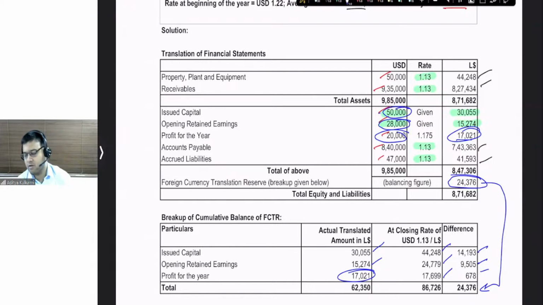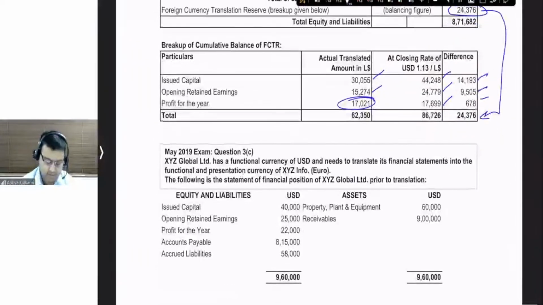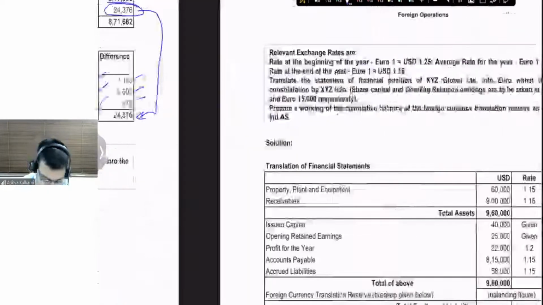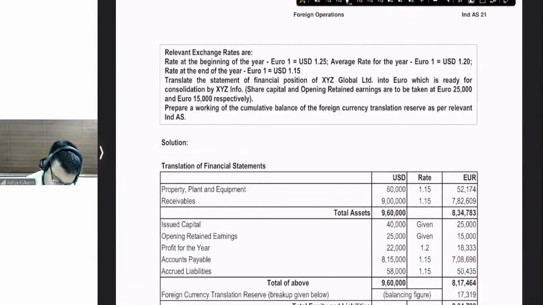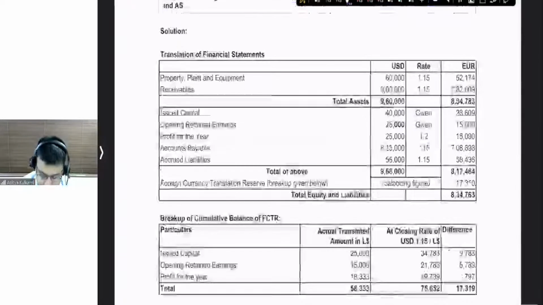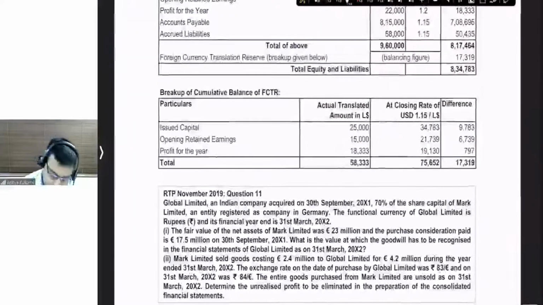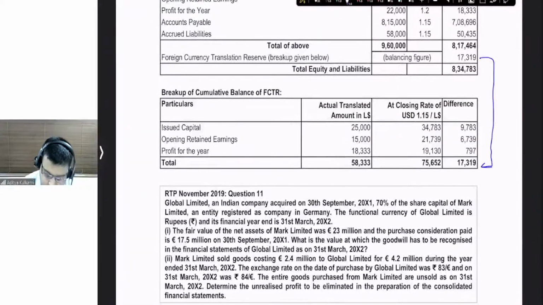All right. Ankur also got it. Okay. Coming to the next question. The same question has come in your May 2019 exam also. Same question, same format, same data. They have given share capital, and opening retained earnings are to be taken at this respectively. So you do that and you are going to get similar answers.